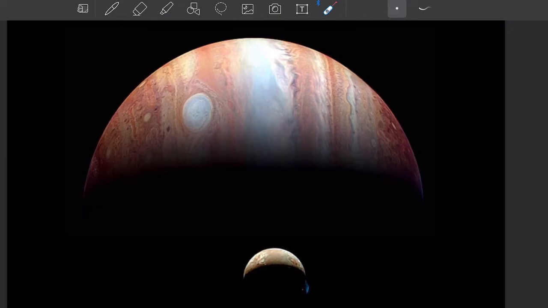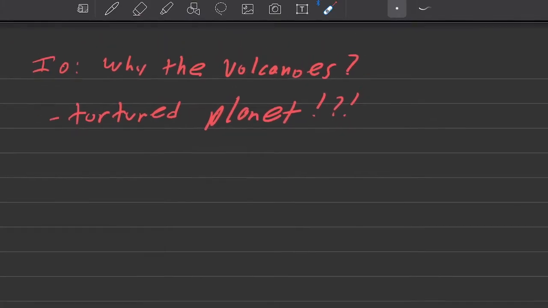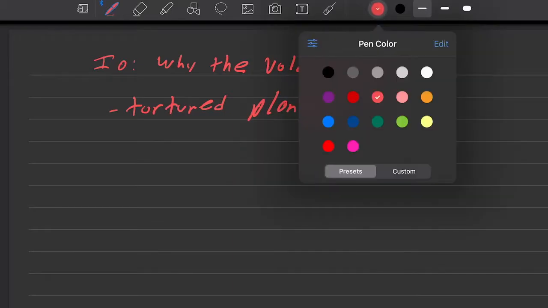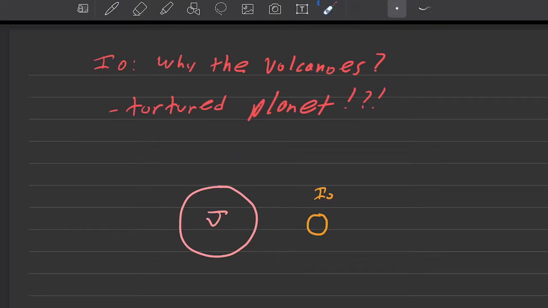You have to imagine then, if you were Io here, a small moon with a volcanic plume, what would it be like being so close to this beast of a planet, Jupiter, this huge planet? Well, that is a big reason why Io has all these volcanoes, and why I call it the tortured planet, for the following reason. So suppose that Jupiter is right here. Let me draw Jupiter in this pinkish color. So here's Jupiter, and here's Io right here. I'll try to capture some of the color it has. There's Io, right next to this huge planet.